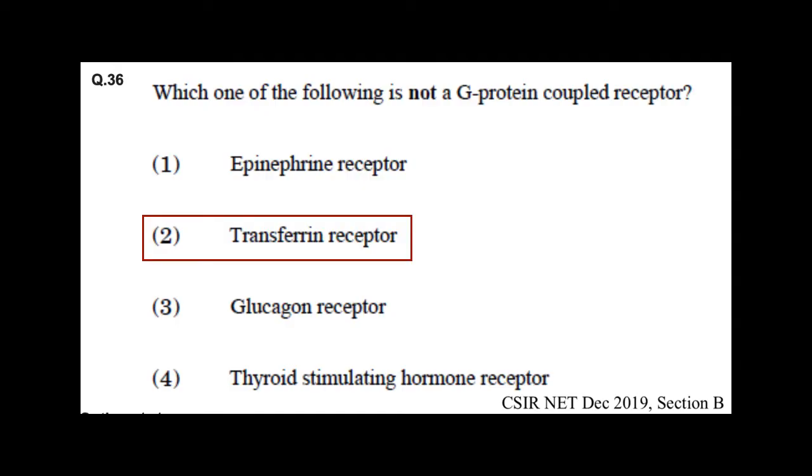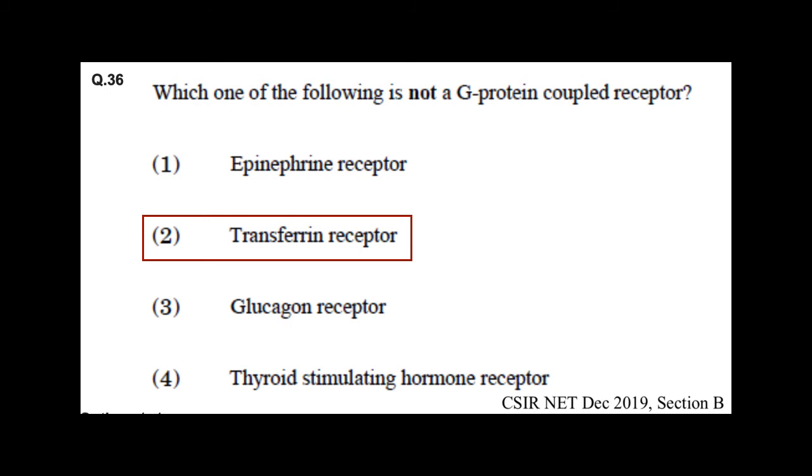Coming back to the question, which one of the following is not a G protein coupled receptor? Epinephrine receptor, glucagon receptor, and thyroid stimulating hormone receptor, we have seen now that they are GPCRs, they are G protein coupled receptors. That leaves us with the transferrin receptor, which is not a G protein coupled receptor and is our answer.